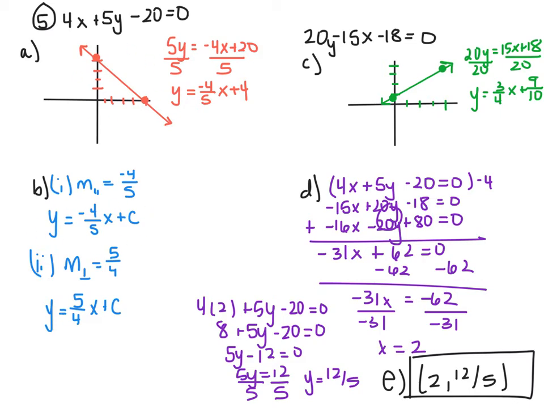Number 2, we wanted the same thing but perpendicular, so our perpendicular slope would be 5/4. So we have y equals 5/4 x plus c. Again, c can be anything. Anything of this form will be perpendicular to this line.